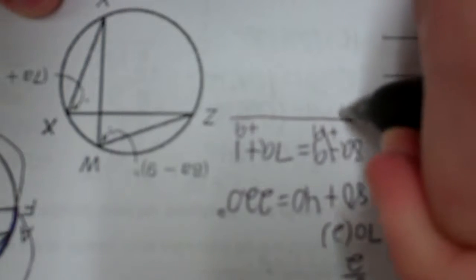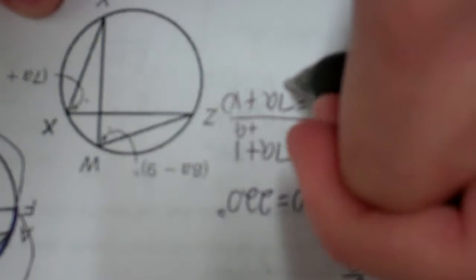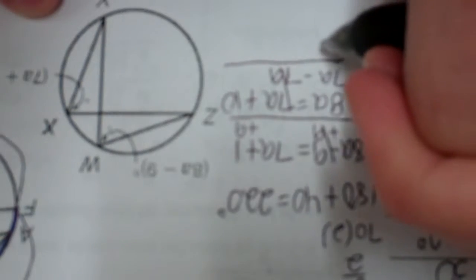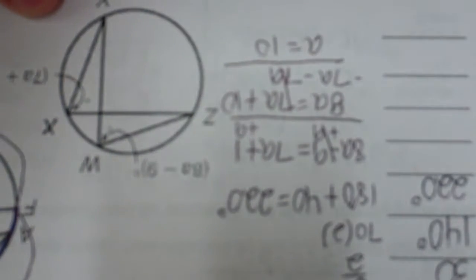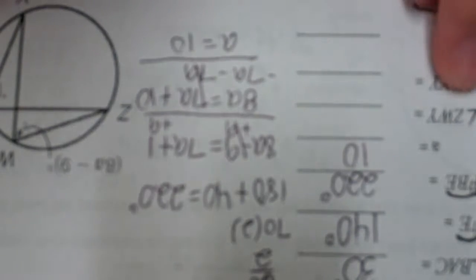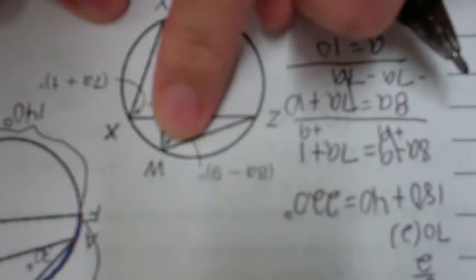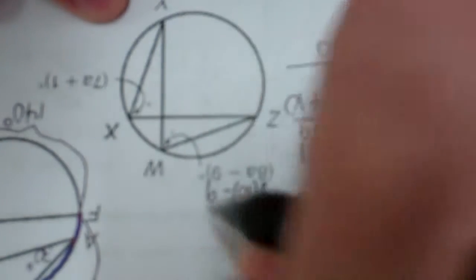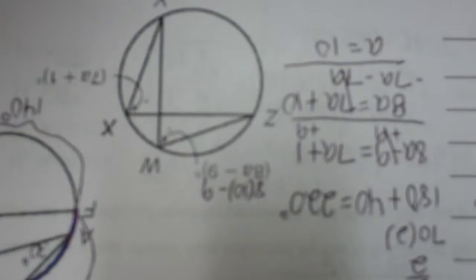I'm going to add 9, 8A equals 7A plus 10. Subtract 7A, subtract 7A. So A equals 10. So I'm going to write that there. The next one's asking for the measure of angle ZWY. So here's ZWY. So we're going to plug this 10 in for A. So 8 times 10 minus 9. So that angle is going to be 71 degrees.